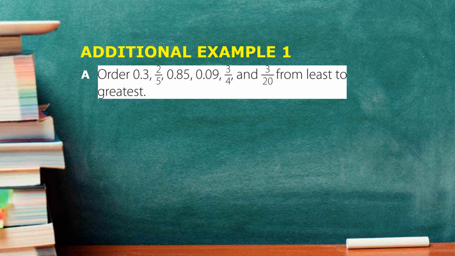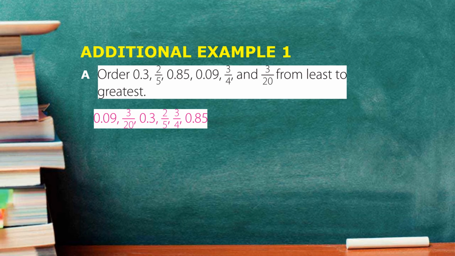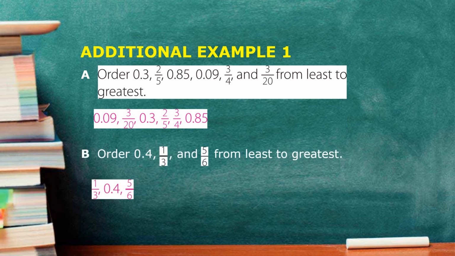Okay, we have additional examples. Letter A. Order natin itong numbers from least to greatest. Ayan po, ito po yung sagot. Naka-order na po yan sa mababa sa pinakamataas. Di ba nakikita naman? Ganon din sa B. Ayan po. Ito po yung order natin sa pinakamababa sa pinakamalaking number. Di ba madali lang?